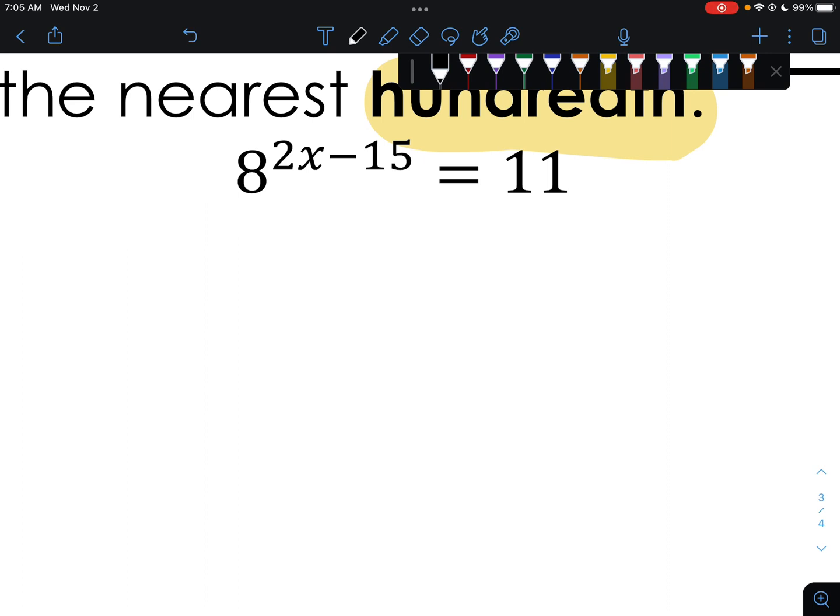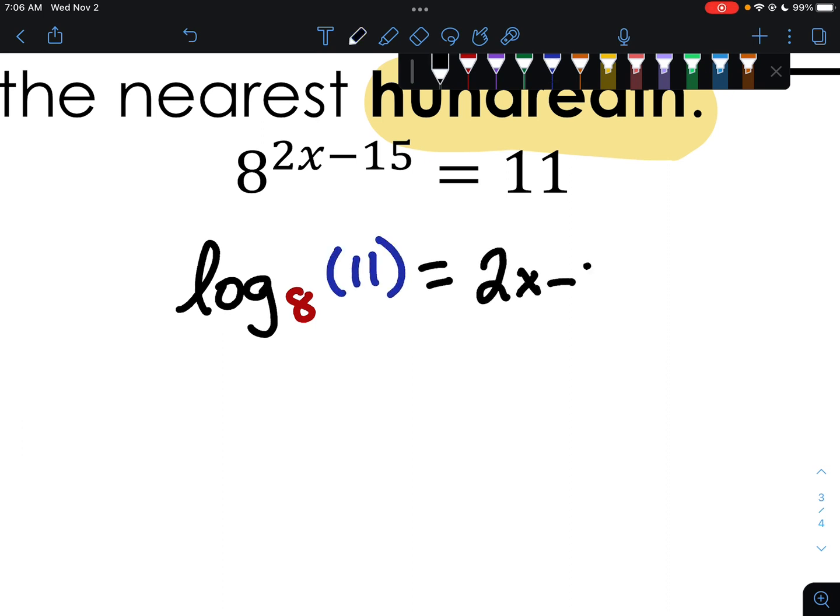We're going to change the form. So we have log of our base, which is 8, of the number 11 equals our exponent of 2x minus 15. Okay, so that goes back to question number 1 and question number 2, just switching back and forth between the two forms. So you do need to make sure that you know how to do that. Okay, now all we have to do is evaluate in our calculator.